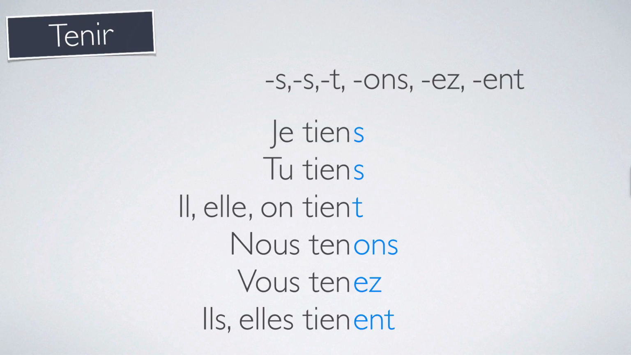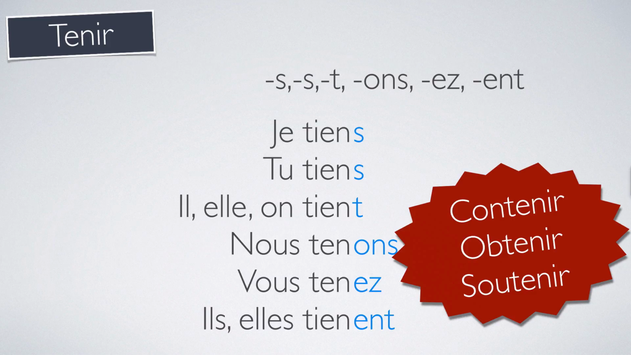And this verb, tenir, is also important because we can build many words with this base. For example, contenir, to contain, obtenir, to get, soutenir, to support. And for example, obtenir, if you want to conjugate it, it is the same as tenir. So you'll say, j'obtiens, I get, tu obtiens, il obtient, elle obtient, on obtient. But nous obtenons, vous obtenez, and ils obtiennent, elles obtiennent. And it is the same for contenir and soutenir.